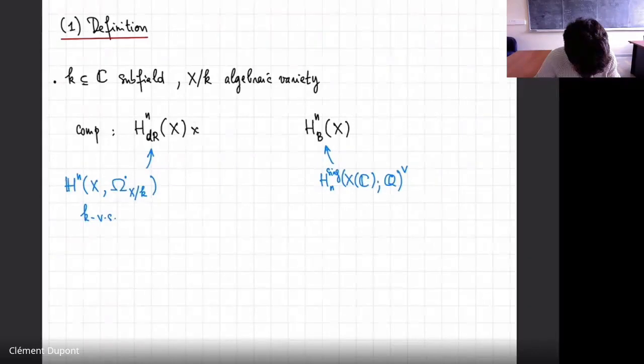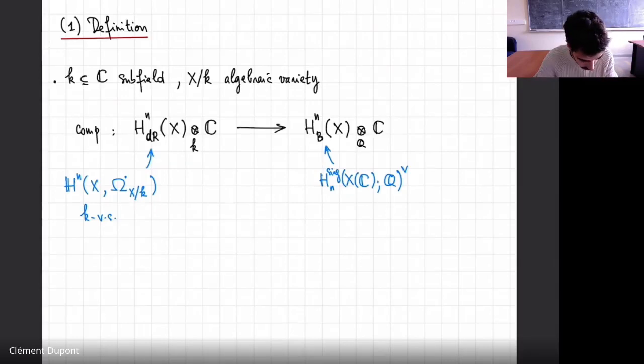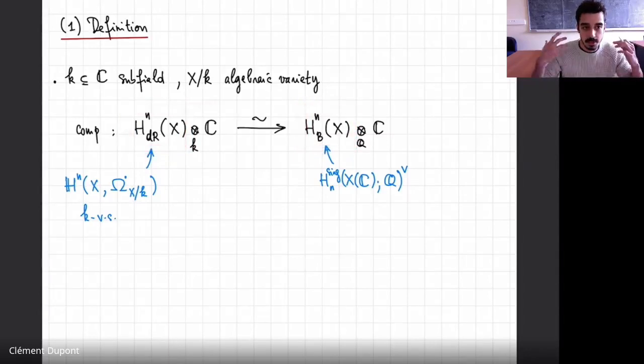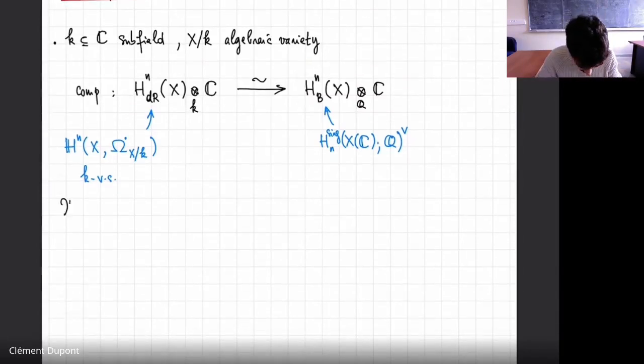So if you tensor de Rham cohomology with C and Betti cohomology with C, then you have this natural functorial isomorphism called the comparison isomorphism. It's also called the period isomorphism, because if you choose rational bases of de Rham cohomology and Betti cohomology, and you write the matrix of this comparison isomorphism, the entries of that matrix are precisely periods. So its coefficients are periods.